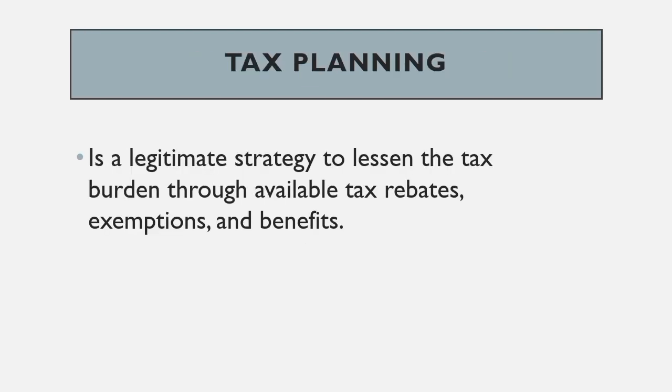Now let's move on to tax planning. Tax planning is a legitimate strategy to lessen the tax burden through available tax rebates, exemptions, and benefits. It is the most effective way to counter tax burden, which ensures robust planning of financial goals. There are a number of ways you can go about tax planning, but it primarily involves three basic methods: reducing your overall income, increasing your number of tax deductions throughout the year, and taking advantage of certain tax credits.